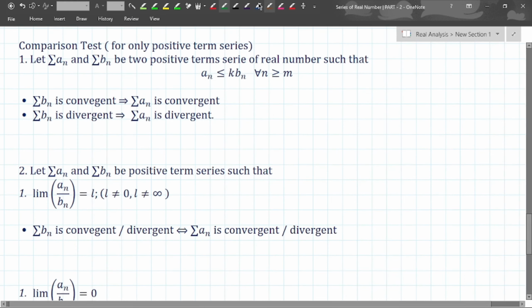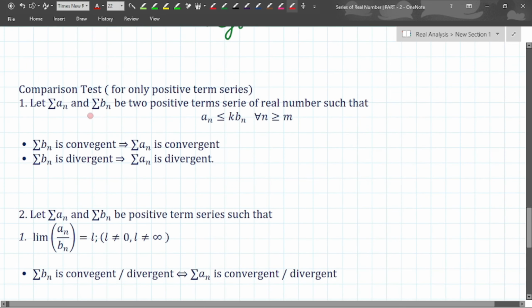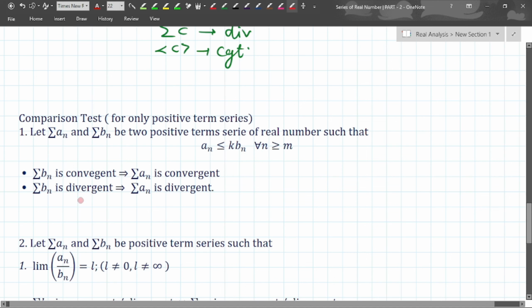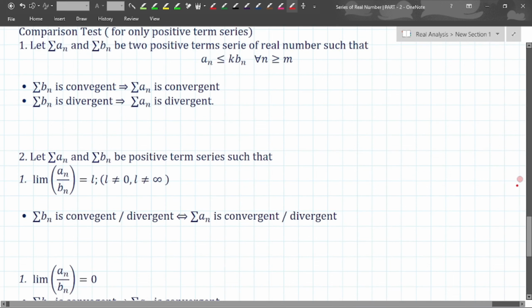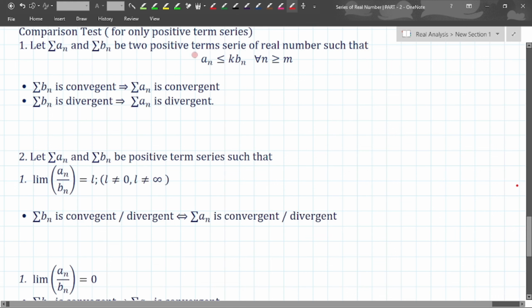Now we'll see the comparison test. This is only for positive term series. Let an and bn be two positive term series. If an is less than bn, or some multiple of bn, then we can say that if bn is convergent, then an is also convergent. If bn is divergent, an is also divergent. This is known as convergence, divergence together. I will first explain the cases here.